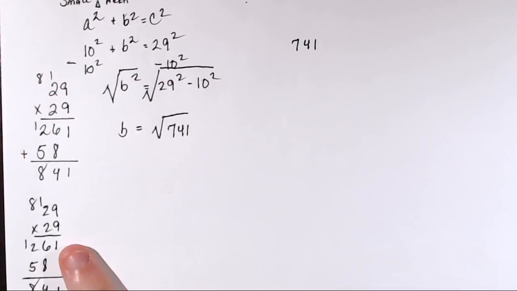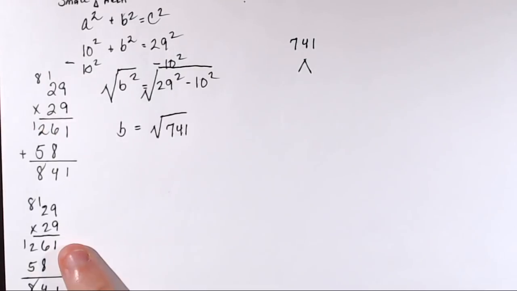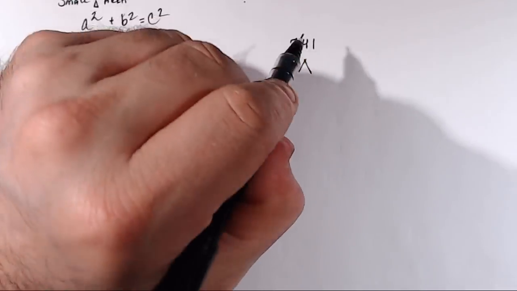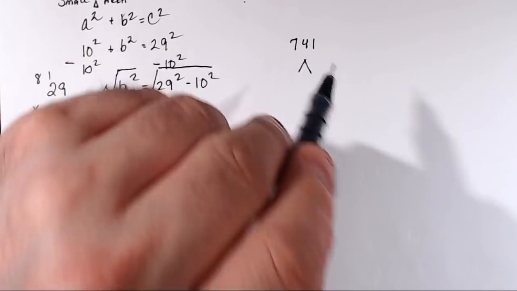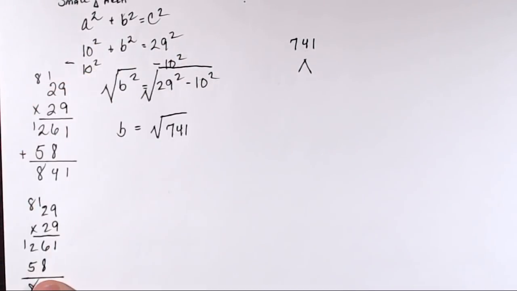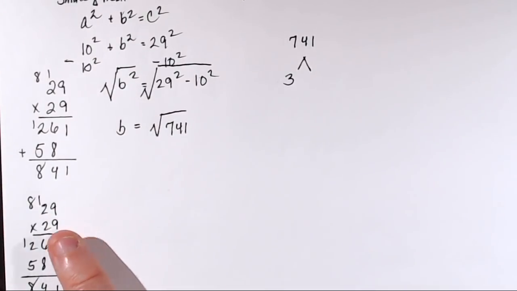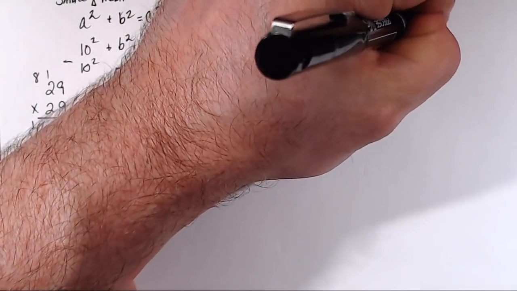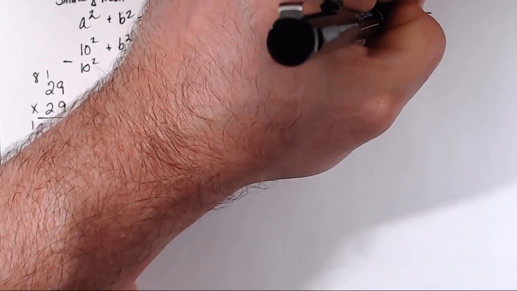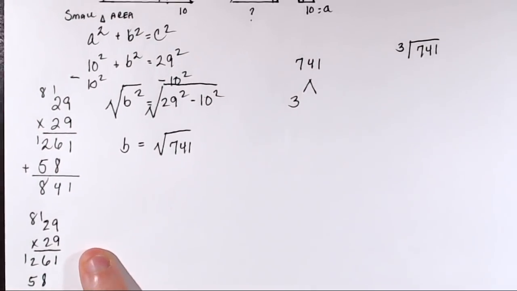Now 741 is an odd number. So the question is, it can't be divisible by 2. So can it be divisible by 3? Well, here's the trick. You add up the numbers. 7 plus 4 is 11. 11 plus 1 is 12. Since 12 is divisible by 3, then we know 741 is divisible by 3. So my lowest prime number is going to be 3. And I'll do this over here. 741 divided by 3.